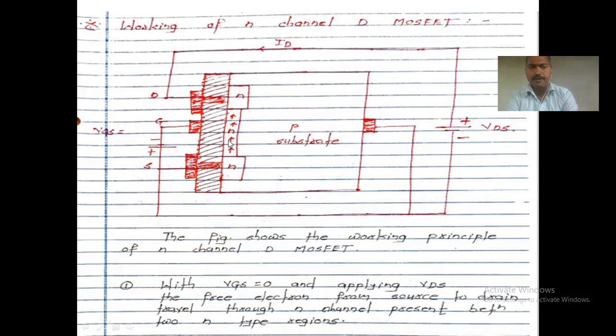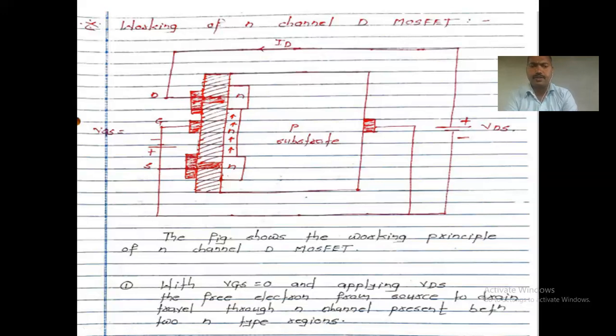This channel is formed when we apply VGS as 0, meaning the largest channel is formed, and due to the application of VDS as plus and minus, more and more electrons travel from this end towards the upper end, right? So this will be started. So current starts flowing in case of D type MOSFET.